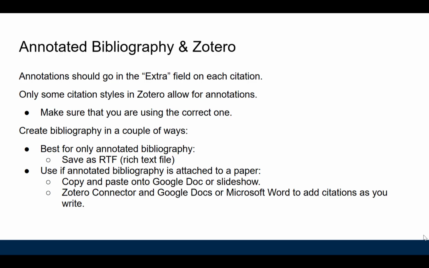This video tutorial will show you where to include annotations into the citation in Zotero. It will also cover how to make sure that the citation style that you're using in Zotero is going to allow for annotations. There's actually only a few that do, but we're going to make sure that you can find the correct one as well. And then we'll cover a few different ways to create bibliographies, including one that is good if you only need an annotated bibliography, and then another couple of different ways if you're going to attach that bibliography to an already in progress paper or slideshow.